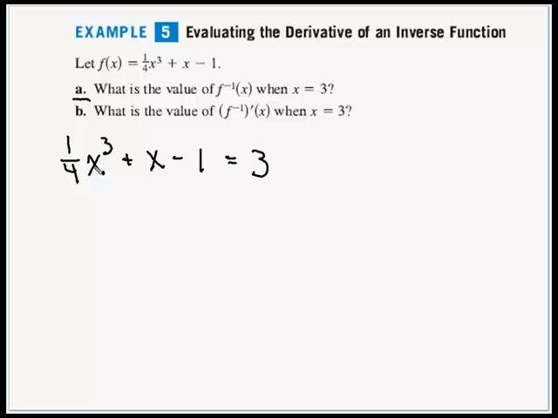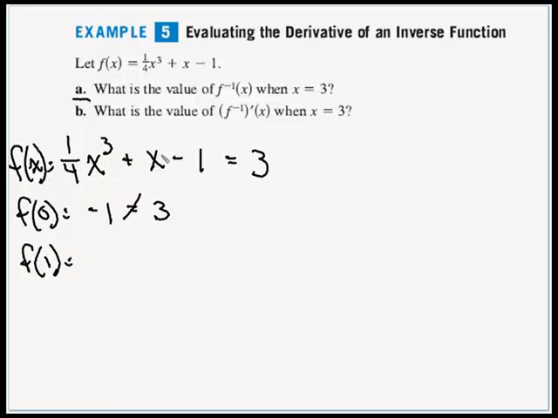We can just do a little trial and error. This is f of x. If we plug in f of 0, we'd get 0 plus 0 minus 1, so negative 1 equals 3. That's not true. So we could try f of 1. 1/4 plus 1 minus 1 is a fourth. 1/4 does not equal 3. Let's try f of 2. So 2 to the third is 8. A fourth of that is 2. Plus x would be another 2, minus 1. 2 plus 2 minus 1 is equal to 3.